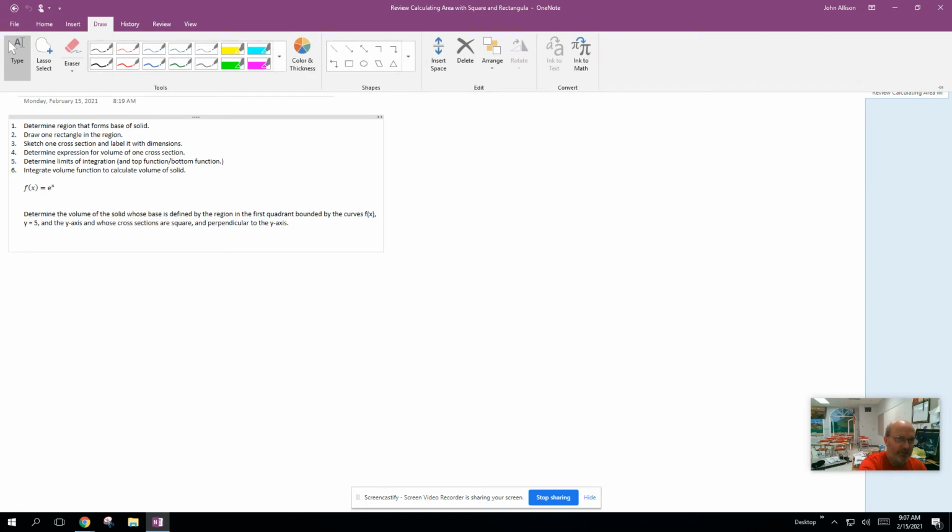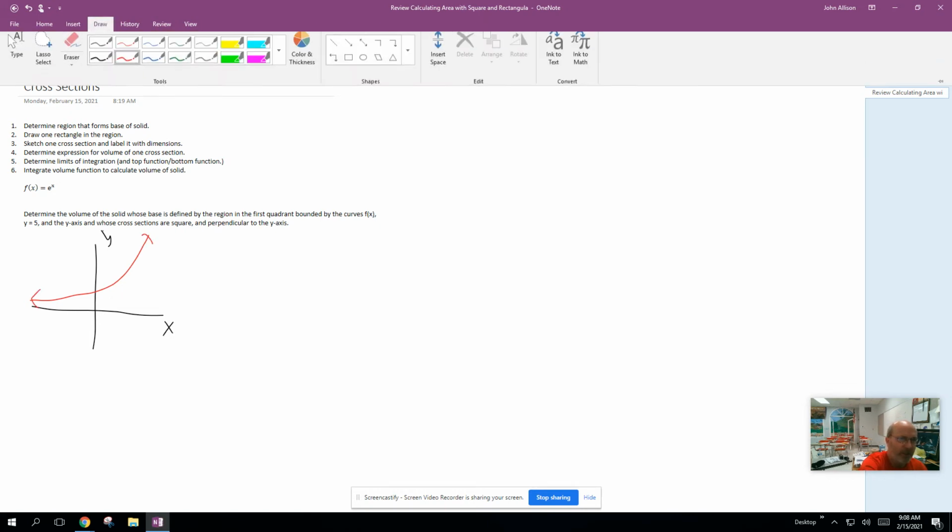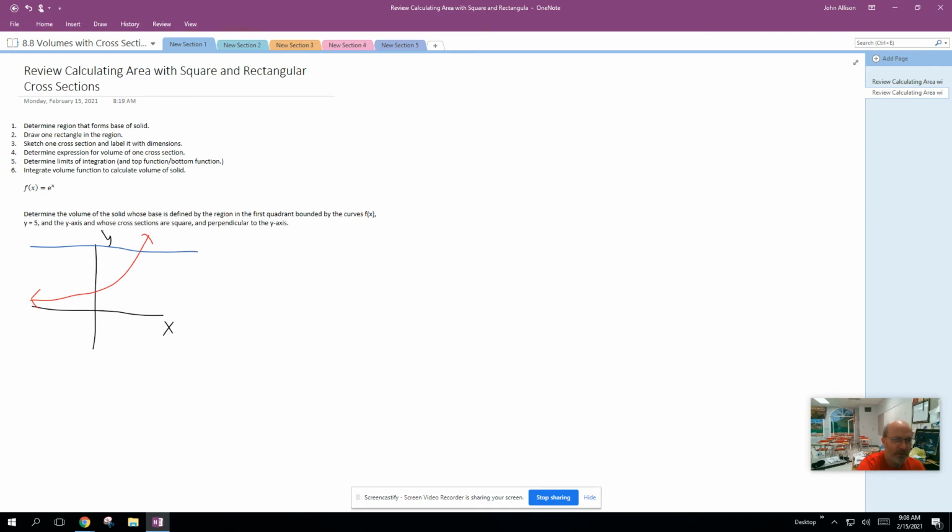Again, I'm going to start by sketching this. I'll sketch it just like it's graphed with my normal x and y. So the curve f of x equals e to the x, recall, looks like that. The line y equals 5 will be a horizontal line here. And so we're looking for a solid in this region perpendicular to the y-axis with cross sections that are square.